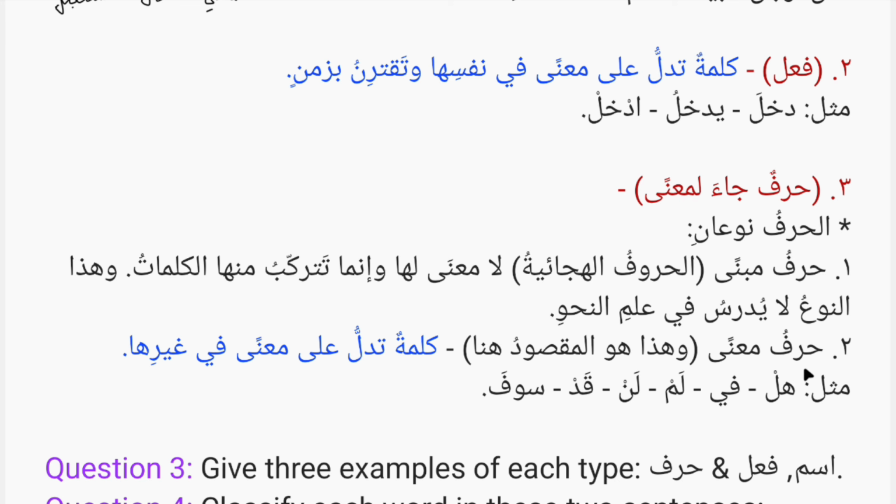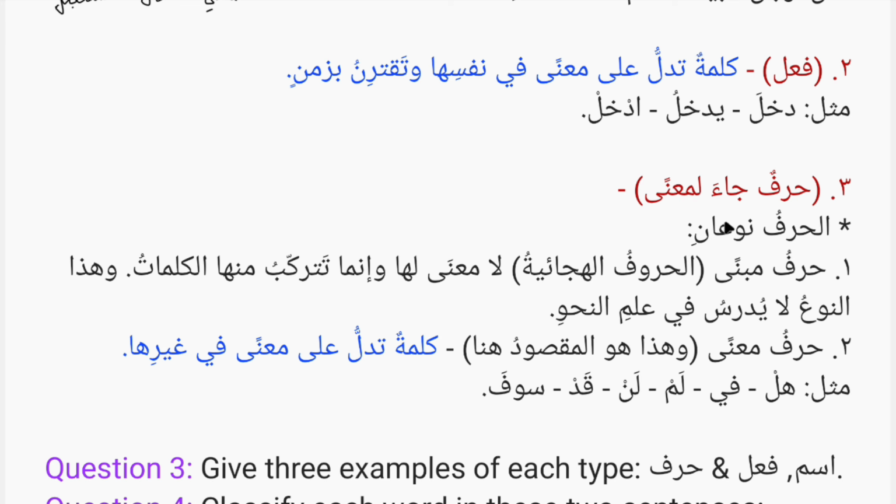So the second type, حرف معنى. These are the ones that have meaning, meaningful particles. وهذا هو المقصود هنا, and this is what is intended here when we say حرف جاء لمعنى. Why did he say جاء لمعنى? To exclude حرف مبنى and to tell you that we're only referring to this type. Okay, so what does it mean?